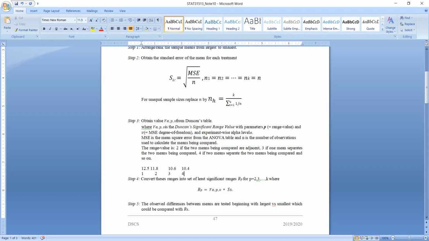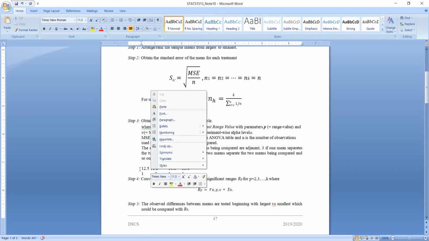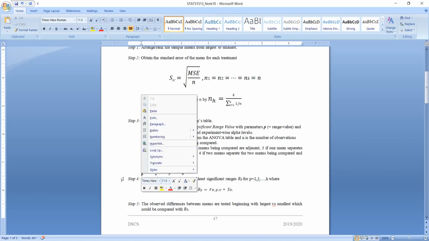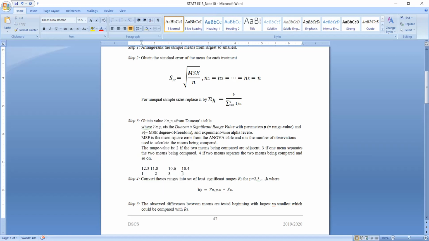In this case, let's say that you are going to compare the first one, 12.5, and the last one, 10.4. If you check the rank values, the first, 12.5, has rank 1, and 10.4 has rank 4. So when you compare the two rank values, the largest rank value is equal to 4. In that case, you can take P as 4.